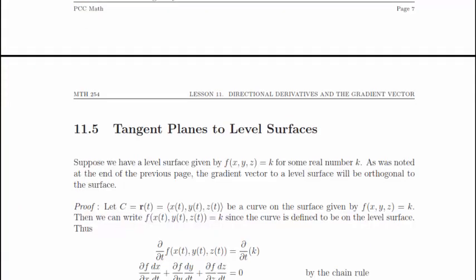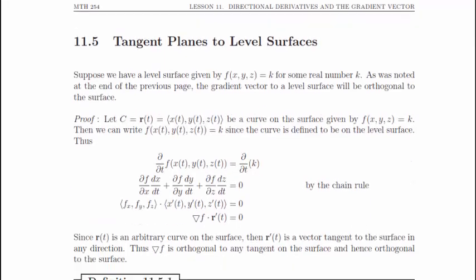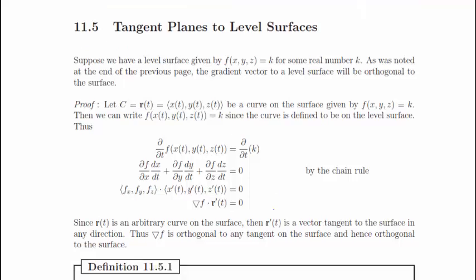So we can actually use this now in a three-dimensional argument in our next section, 11.5, tangent planes to level surfaces. So suppose we have level surfaces given by f of x comma y comma z equals k for some real number k. So we have a function in 3 dimensions that's outputting some w value, and we set the w equal to some constant, so we get a level surface.